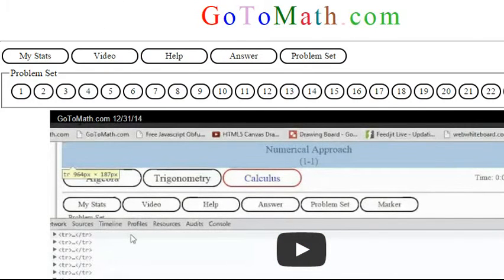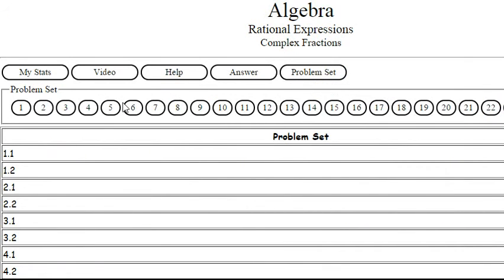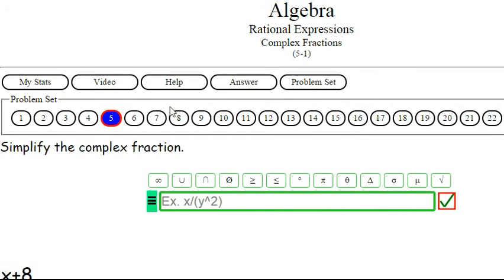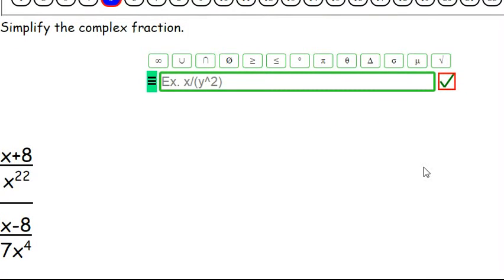Okay, we're over here, GoToMath.com. Click on algebra. Let's go down to complex fractions. And we're looking at 5.1. We'll just click on a button. 5.1. And let's see, we got x minus 8 over 7x to the fourth.